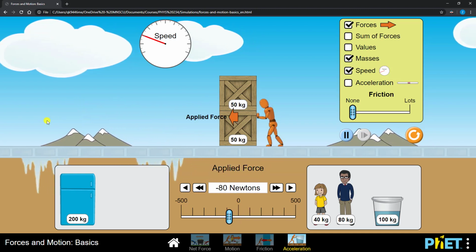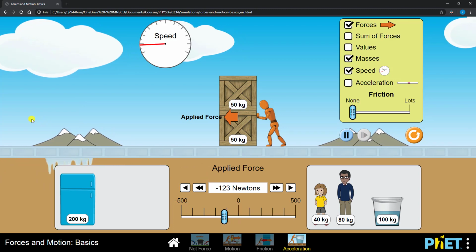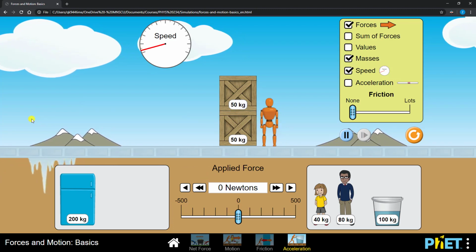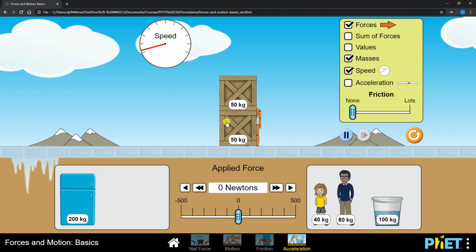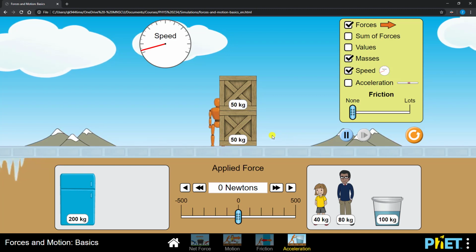Okay, so I can try to slow down just like friction would do, right? By pushing backwards, so it'll slow down. But I guess I didn't slow down entirely. So as long as I have no friction, that means no force along this horizontal direction that could affect the motion, the crates will just keep moving.